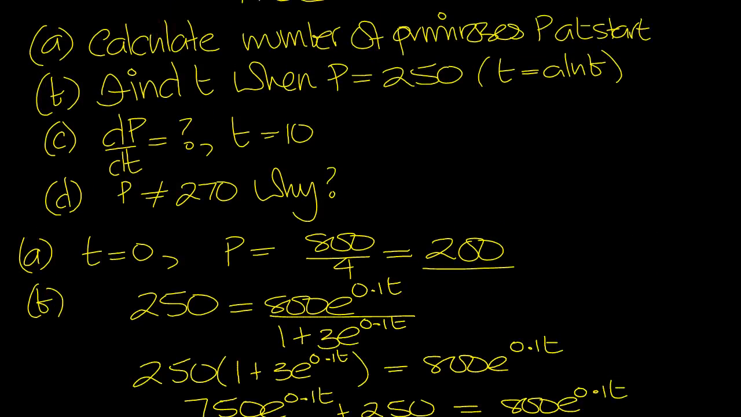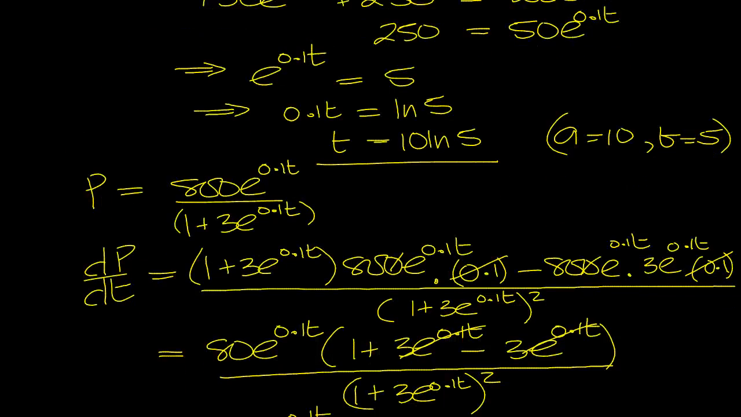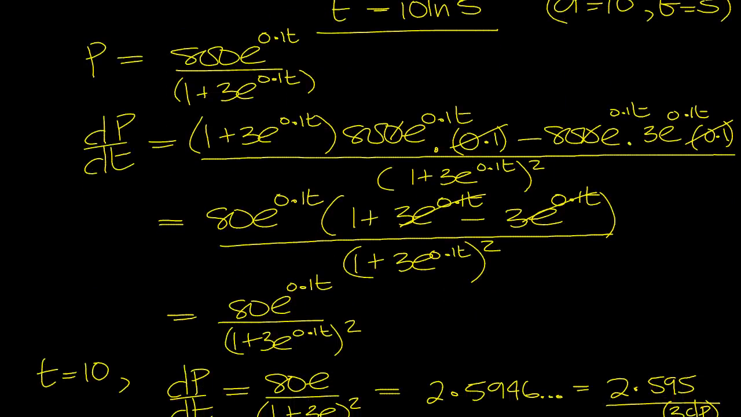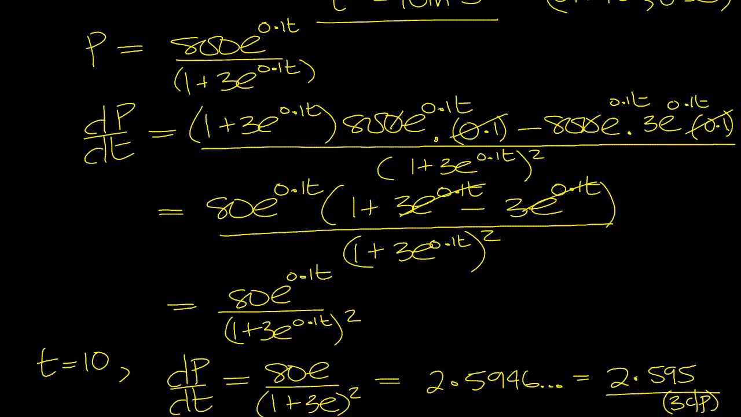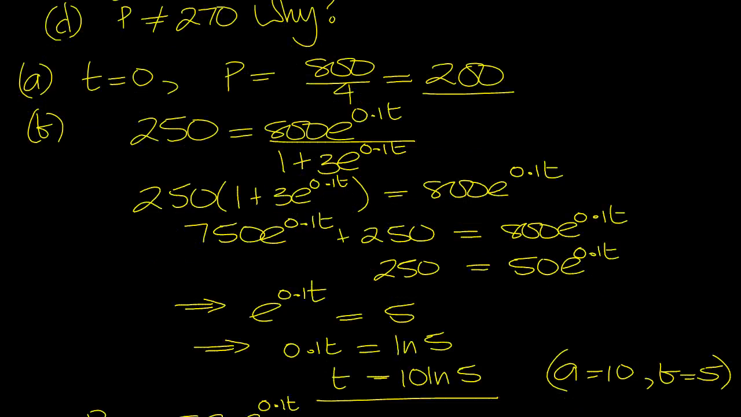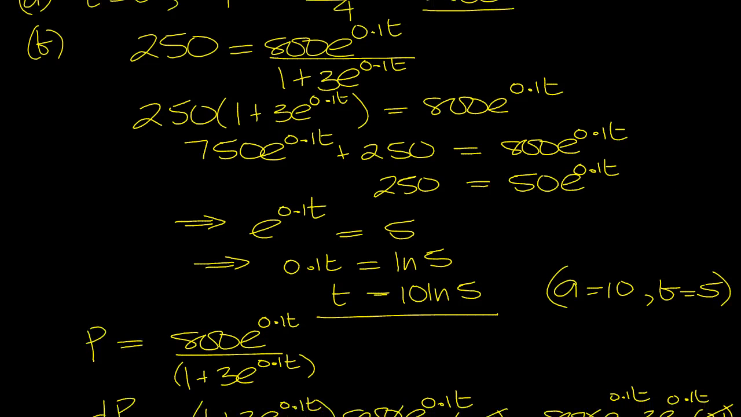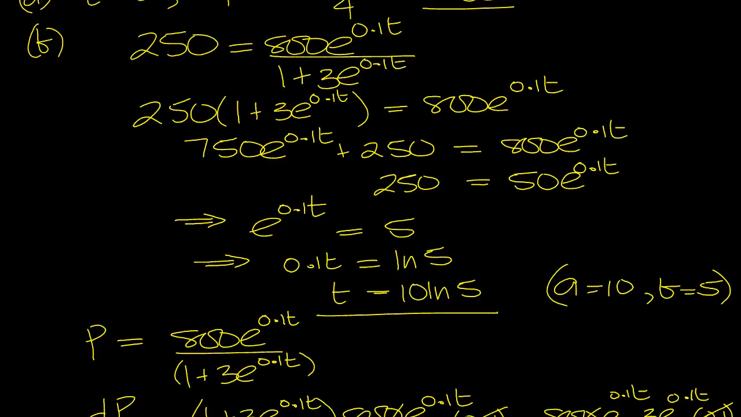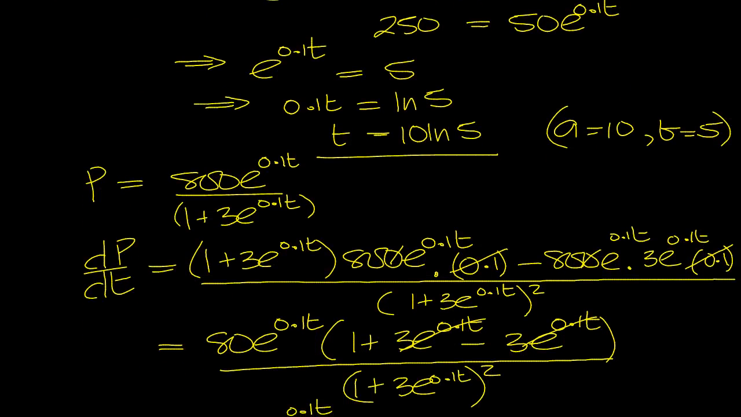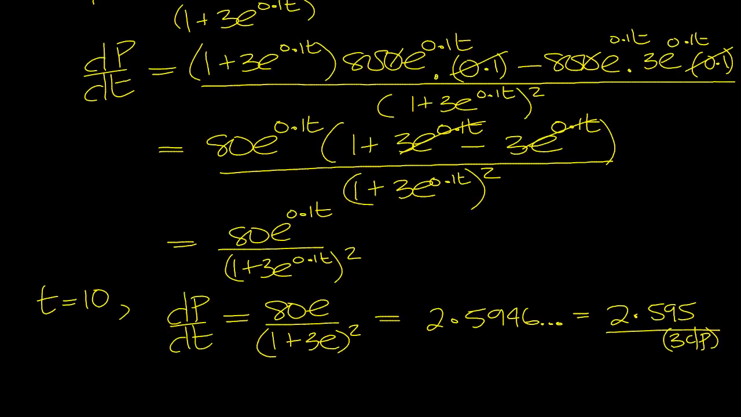So what was the question? dp dt, P never equals 270. Okay. Well, it started off at 200. Right, it went to 250 when t was 10 log 5. Why does it never... okay.